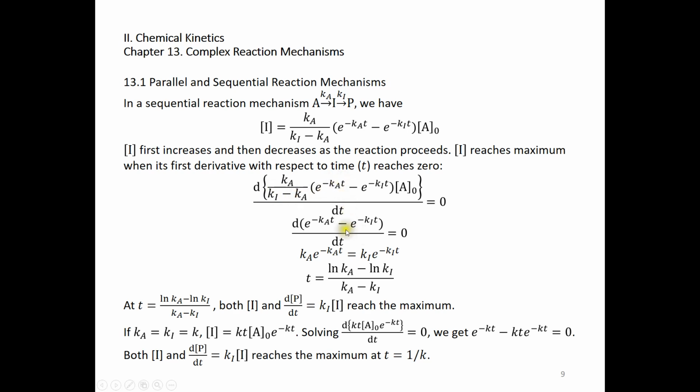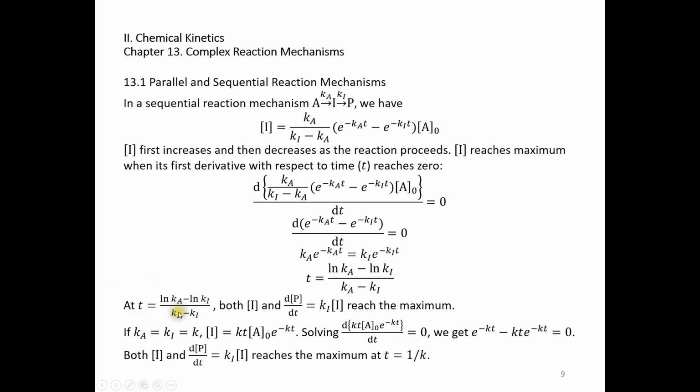And then we can take the derivative of these two terms. We get Ka times e to the power of negative Ka t equals Ki times e to the power of negative Ki t. We take the logarithm of both sides and rearrange. We have the expression of the time when I reaches maximum. It's the difference between the logarithms of Ka and Ki, divided by the difference between Ka and Ki.